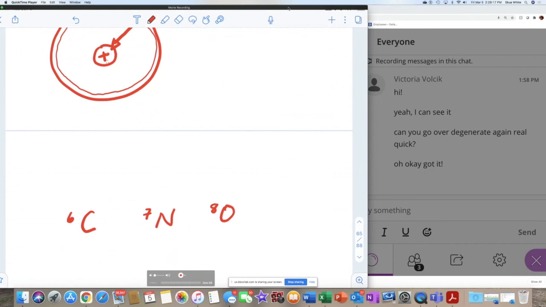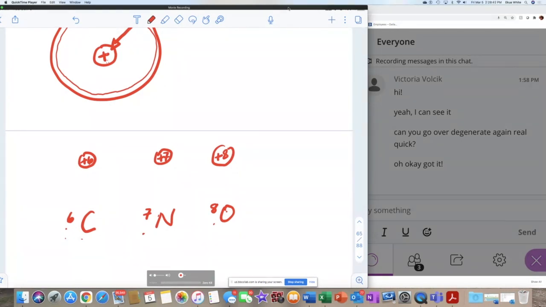What does that mean? That means the nucleus of carbon has positive 6 charge. The nucleus of nitrogen has positive 7. The nucleus of oxygen has positive 8. Okay? Now, each of these also has the same number of electrons. 6 electrons, 7 electrons, 8 electrons. We don't really care about all the electrons. We care about the outermost electron.